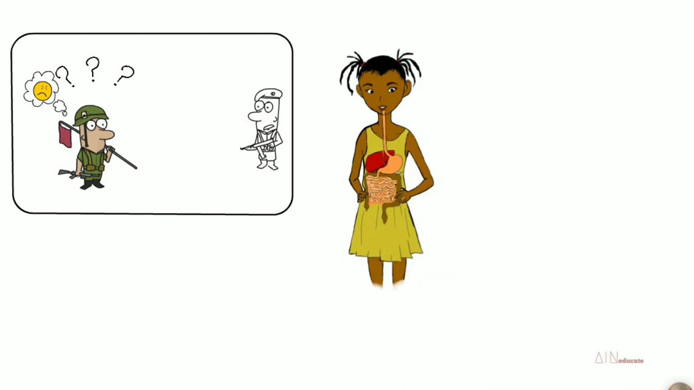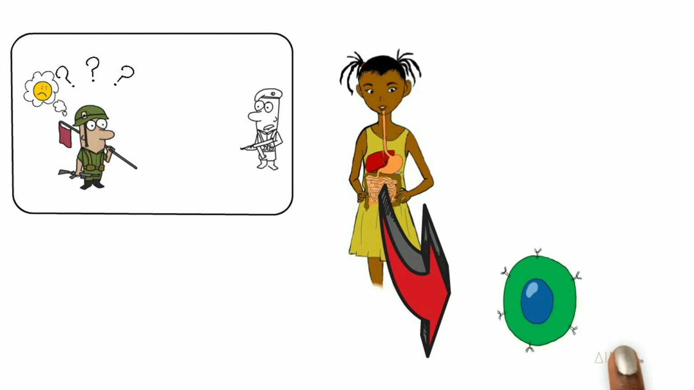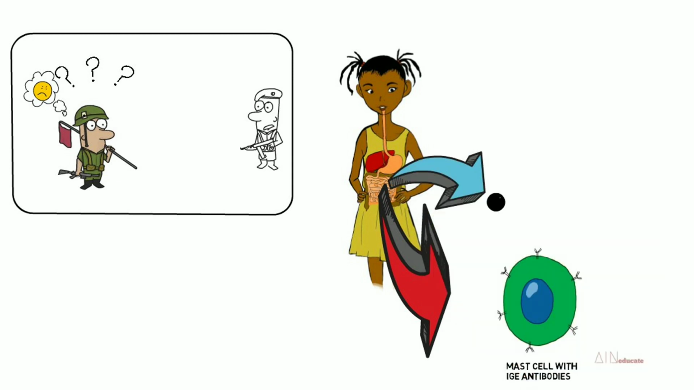Let's say Abba eats groundnut again, several weeks after being sensitized to the groundnut antigen. The sensitized mast cells are now prepared, just like the army private, to fight the groundnut antigen. Upon binding of the antigen to the IgE antibodies already present on the mast cells, they are signaled to degranulate, releasing pro-inflammatory molecules, which then initiate a cascade of reactions in the body.